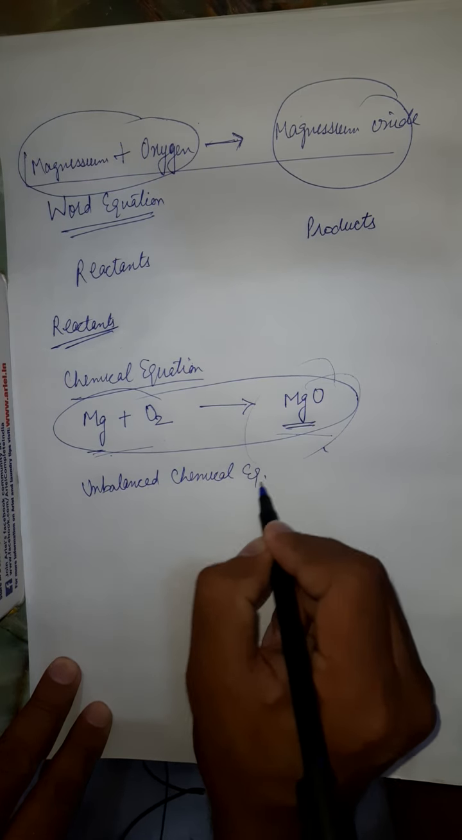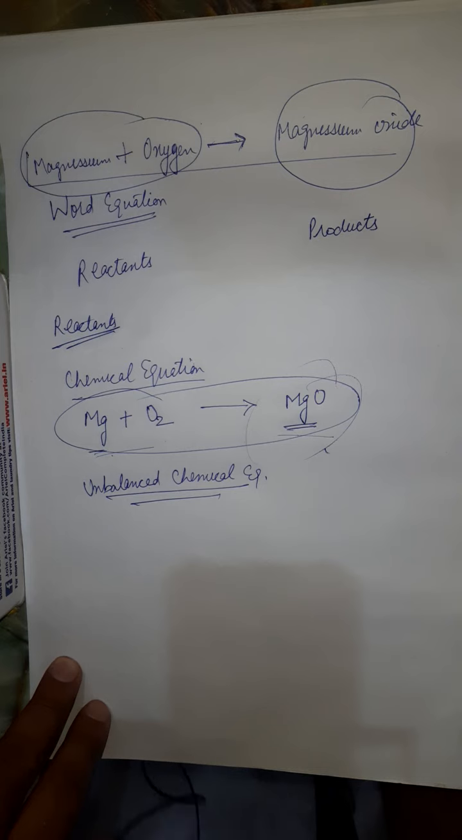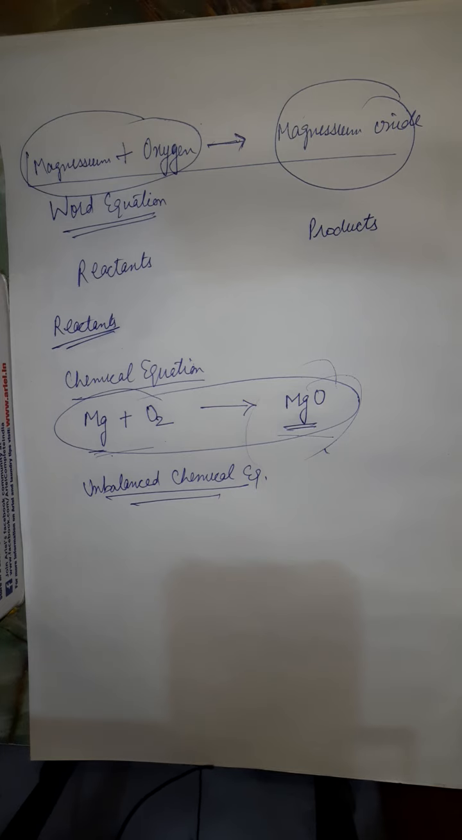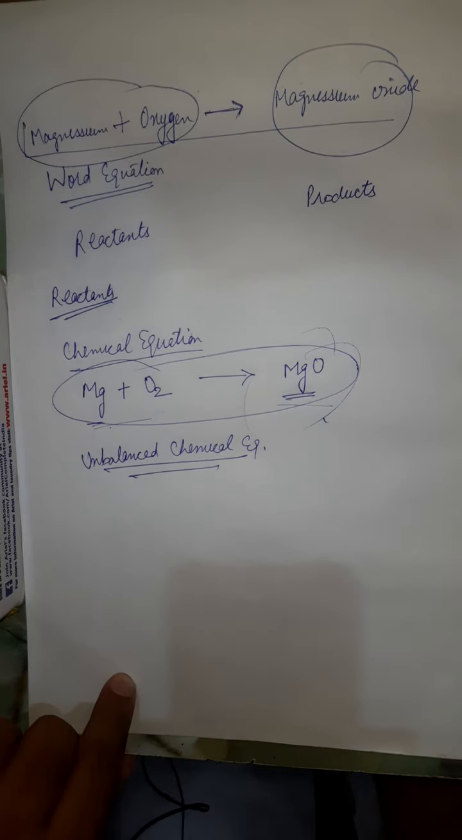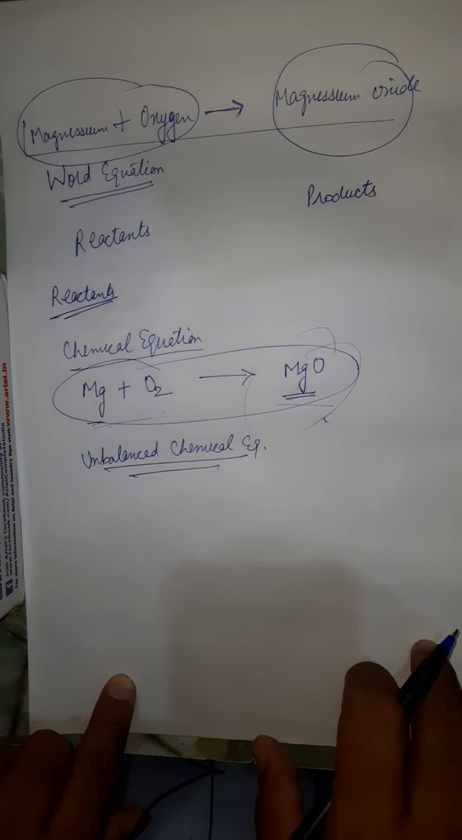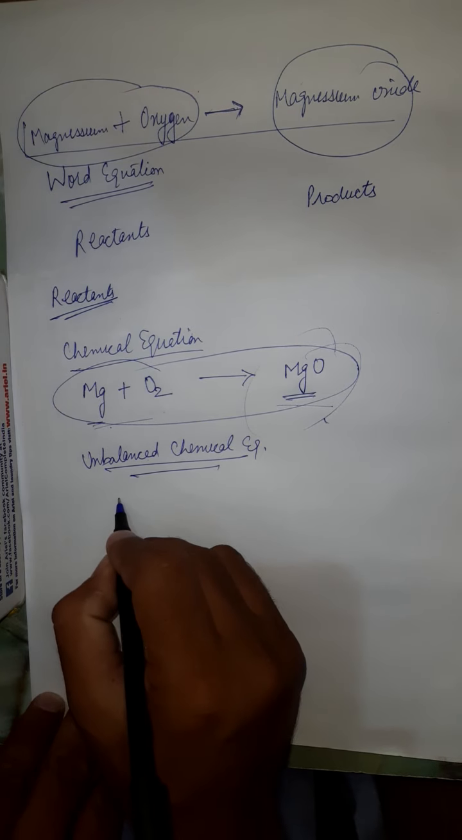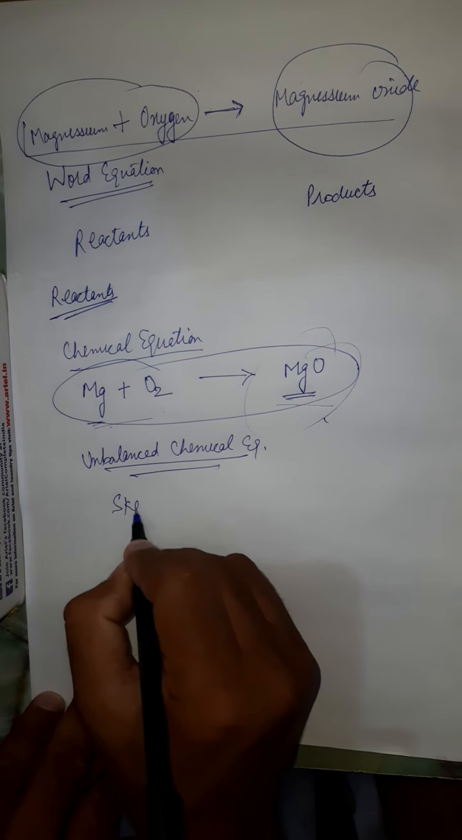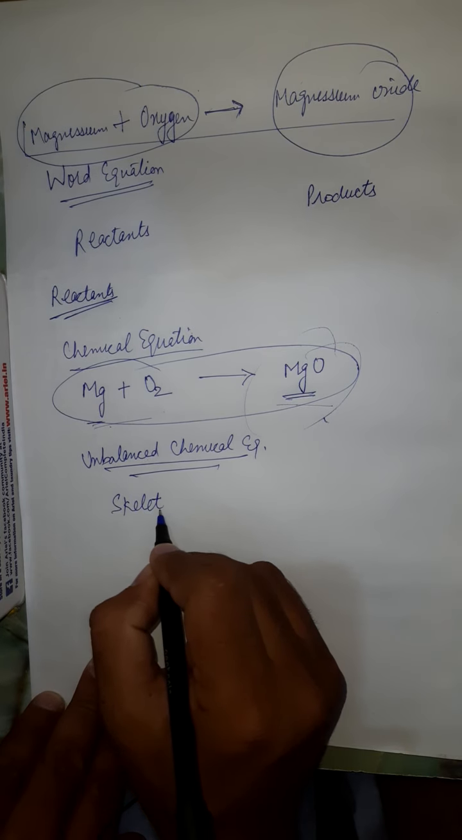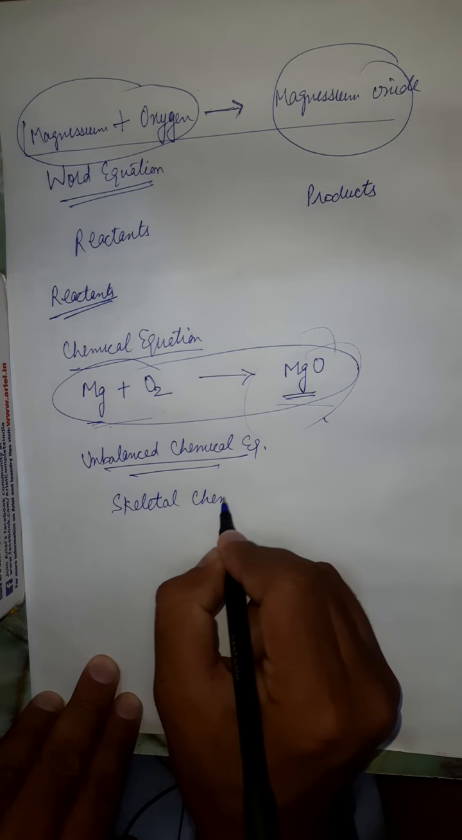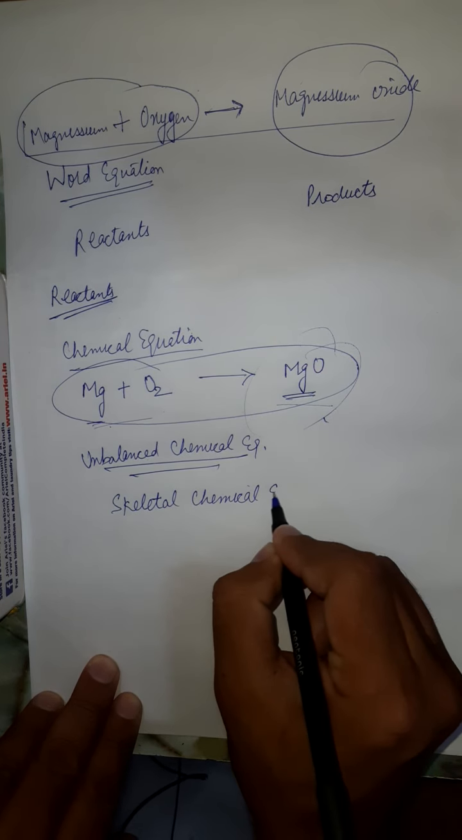Please note down again, if the number of atoms in a chemical equation on both sides, left hand side and right hand side, are not equal, then this equation is known as an unbalanced chemical equation. And such an unbalanced chemical equation is known as a skeletal chemical equation. What do we call it? Skeletal chemical equation. Sometimes this definition comes in the examination.